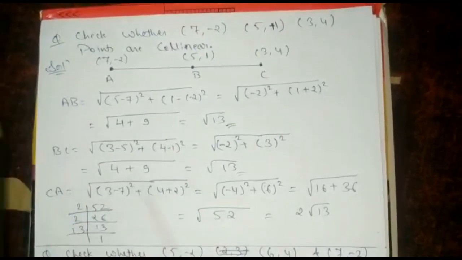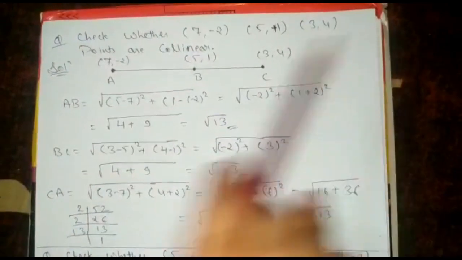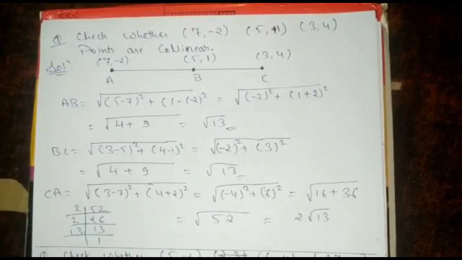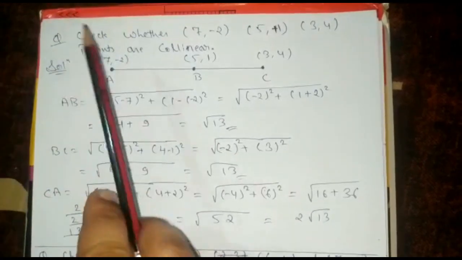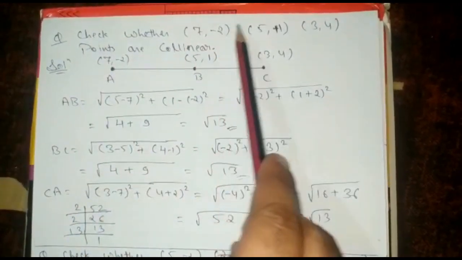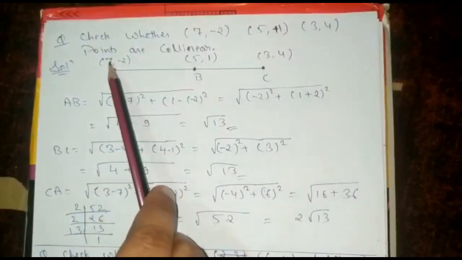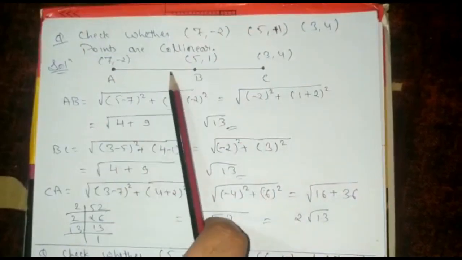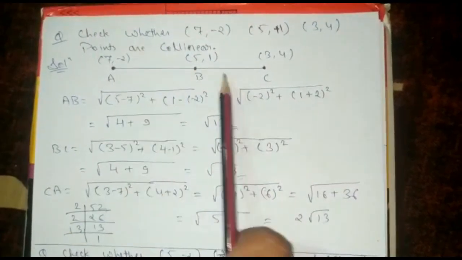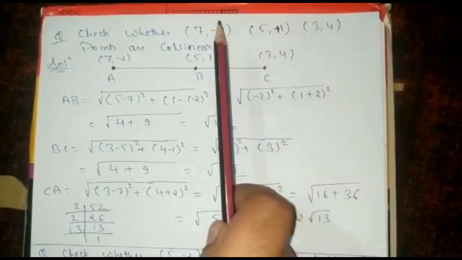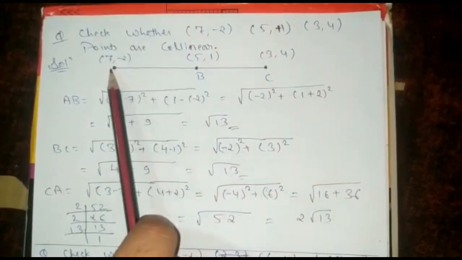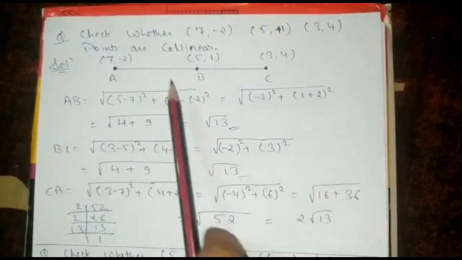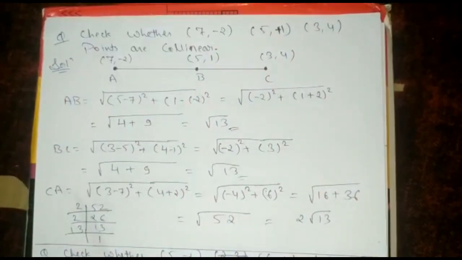Now let us move to another question which is relevant to the same concept, but the logic is a little bit different. The next question is: check whether the points (7, -2), (5, 1) and (3, 4) are collinear. We have to check this using the distance formula. Let us assume that here are three points: A is (7, -2), B is (5, 1) and C is (3, 4). We have to check whether these three points are collinear.